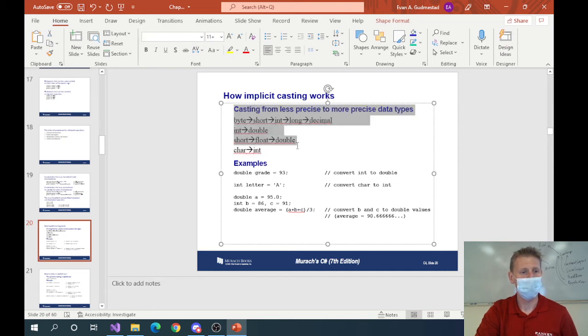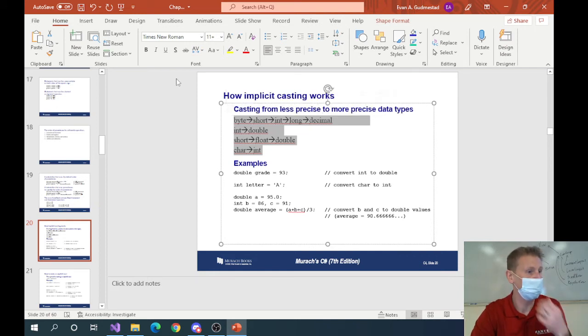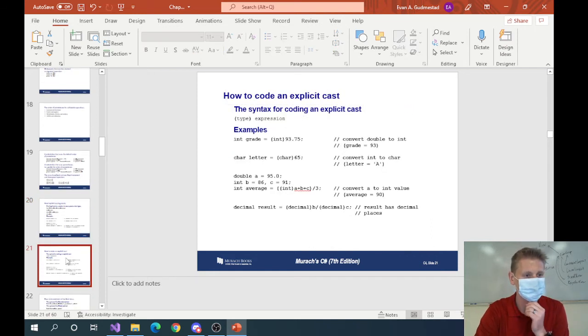And so, again, widening conversions are the general rule of thumb. Implicit conversions happen automatically. A lot of times you don't even realize they're happening. They just happen. And that's nice.